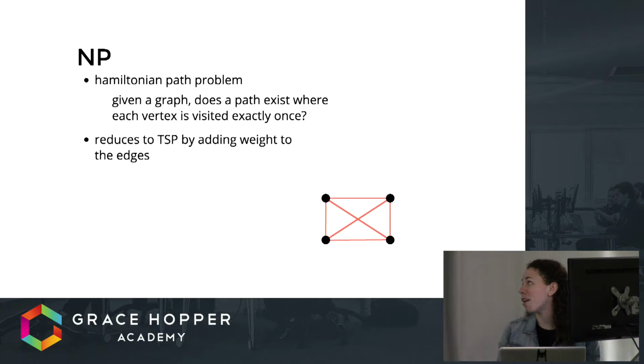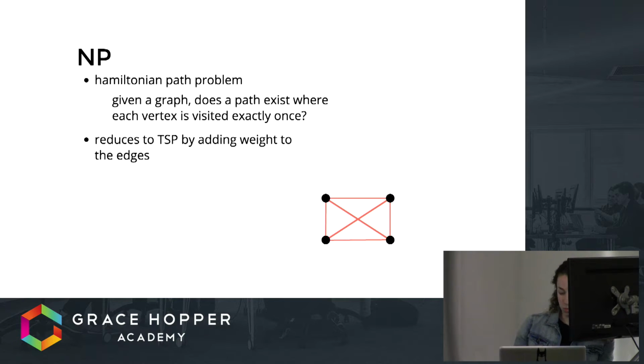And another NP problem is called the Hamiltonian Path problem. Given a graph, does a path exist where each vertex is visited exactly once? This sounds a lot like the traveling salesman problem. Whoa. So yes, and this is an instance where you can, quote, reduce a problem to another problem. That's called reduction, when you perform a bunch of calculations on a problem and then we have another problem.